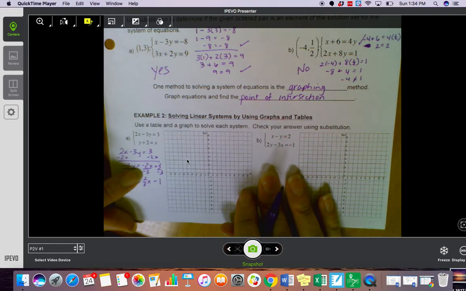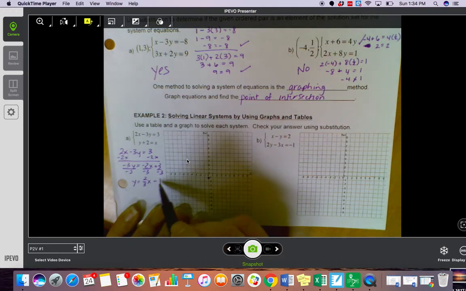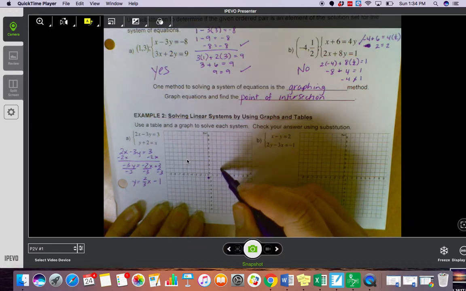Negative divided by negative is a positive. And then 2 divided by 3, I just keep it like that, because that's my slope, rise over run. 3 divided by negative 3 is a negative 1. So I'm going to start at negative 1, my y-intercept, I'm going to go up 2 over 3. So I go up 1, 2, over 1, 2, 3, put a point there.